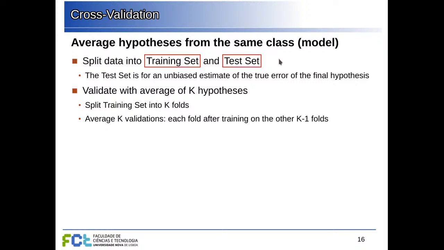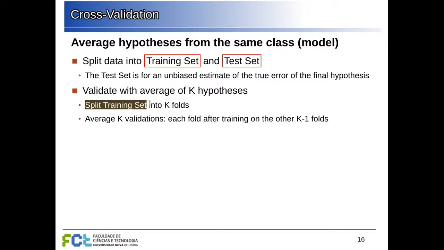Usually, most of the examples will be in the training set, unless you have a huge data set. We set aside the test set just to use at the end to get an unbiased estimate of the true error. And now we're going to use the training set to try to find the best model, for example.